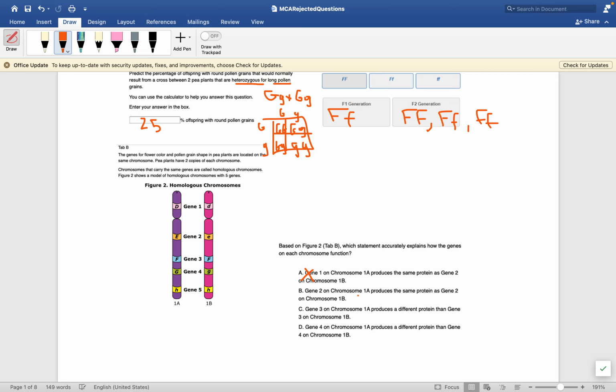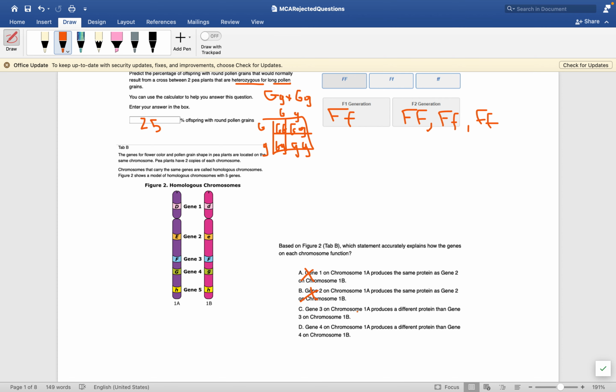Gene 2 on chromosome 1A produces the same protein as gene 2 on chromosome 1B. All right, here I have a capital E, and here I have a lowercase e. So that is false, okay, because they are not. This is the dominant form, this is the recessive form. The proteins are slightly different.